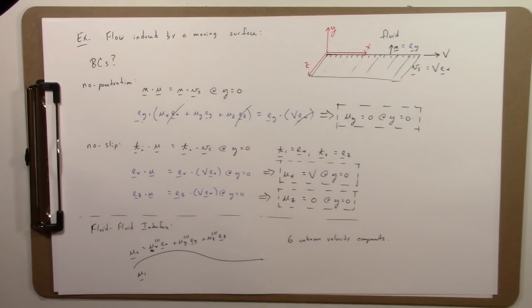So no slip and no penetration boundary conditions still apply at the interface. This gives us 3 boundary conditions. We, however, need 3 additional boundary conditions to determine all 6 of the unknown velocity components. And so the question is, how do we obtain these additional 3 relationships?